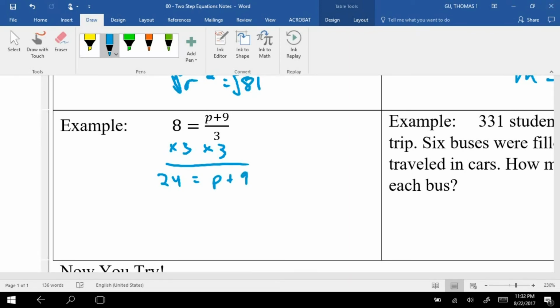Now we have to get the p by itself, so we're going to subtract 9 from both sides. 24 minus 9. What is that? That is 15 equals p. There you go. And now we're on to the last one.